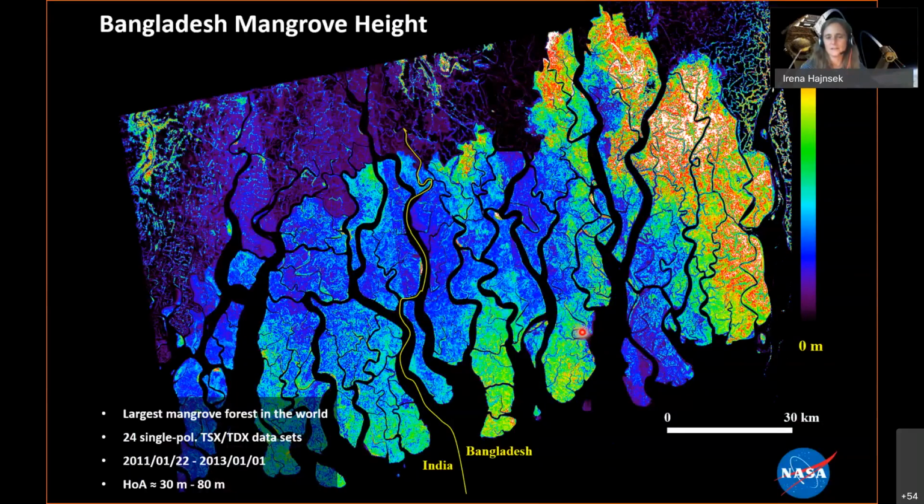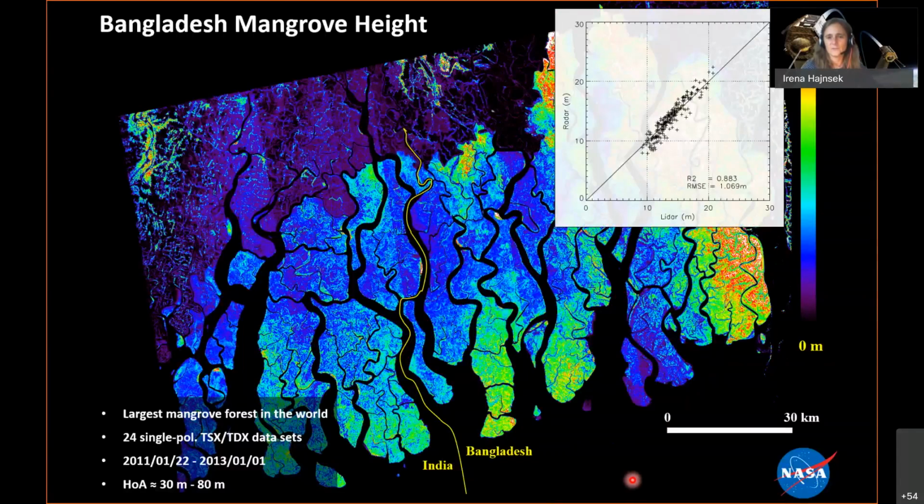This is work that has been done by a colleague of ours from NASA. There's a big mangrove forest in Bangladesh where he has estimated the heights. So also a very nice example of a piece of work. And here they also had LiDAR. By chance, some of this area has been measured by LiDAR, and they compared it with radar, and they also got very, very good results.